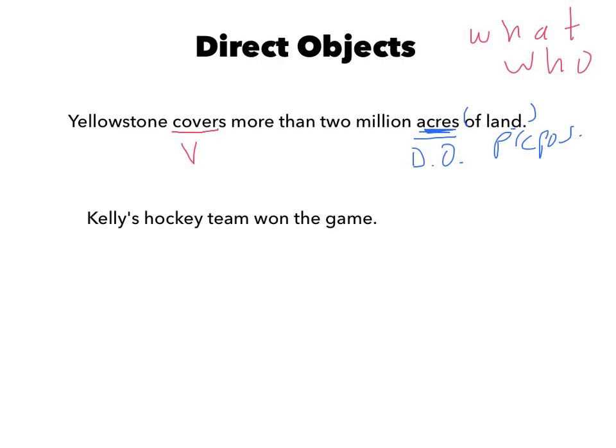All right, let's try again. In this next sentence, Kelly's hockey team won the game. So as before, let's find the verb. And the verb in this sentence is won. And we're going to ask the same question we did in the first one, and that is what. What did Kelly's hockey team win? And hopefully by now you're understanding that if you ask the right question, the answer to the question is actually very easy, and that is game. Right? What Kelly's team won was game. And because that answers the question what, game is our direct object. All right, pretty simple. Let's try one more.